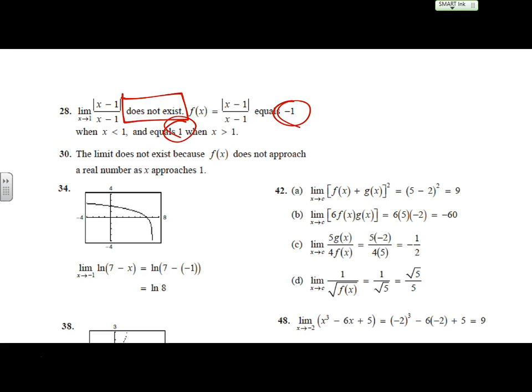Number 30, the limit does not exist because f does not approach a real number. Question though, when you guys checked out 30, was there a way that you still could have answered the question? Was it that the limits did not agree? Or was it just that they did agree but they were going to infinity or negative infinity?